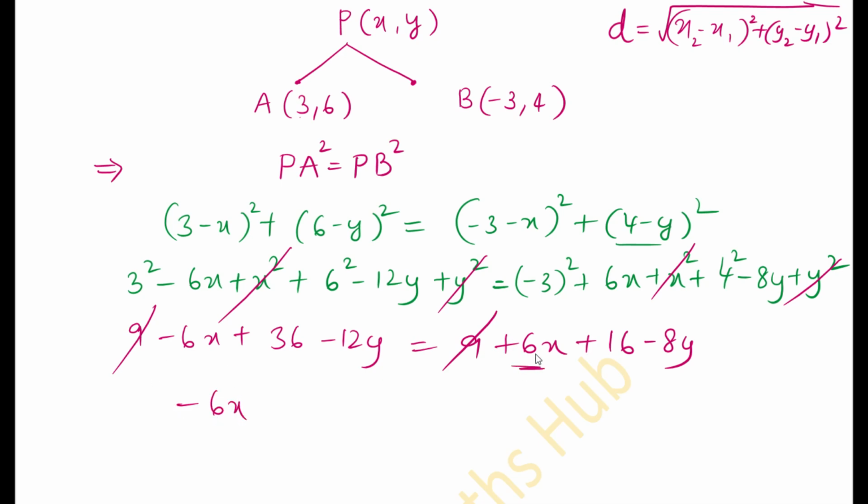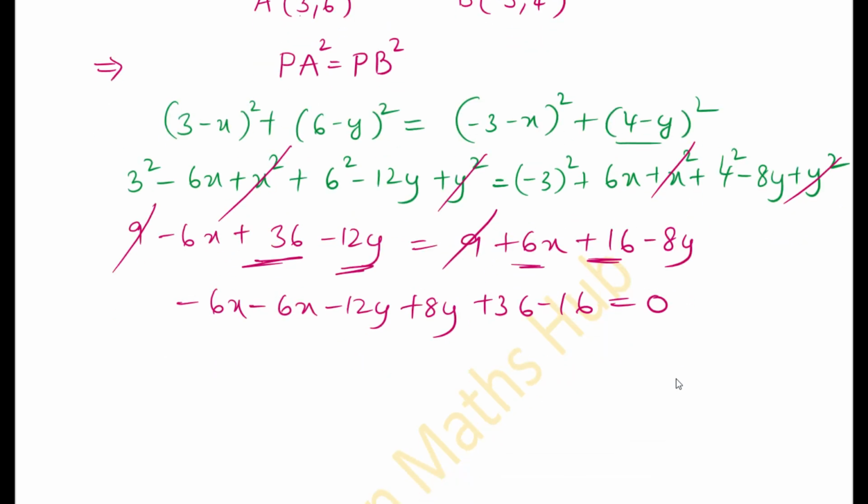Minus 6x, shift plus 6x to LHS, it becomes minus 6x minus 12x, I have written the rest as it is. Shift minus 8y to LHS, it becomes plus 8y plus 36 as it is. Shift plus 16 to LHS, it becomes minus 16, which is equal to 0. What I have done is shifted all the terms on the RHS to LHS. Minus 6x minus 6x is minus 12x. Minus 12y plus 8y is minus 4y. 36 minus 16 is 20, plus 20 equals 0.